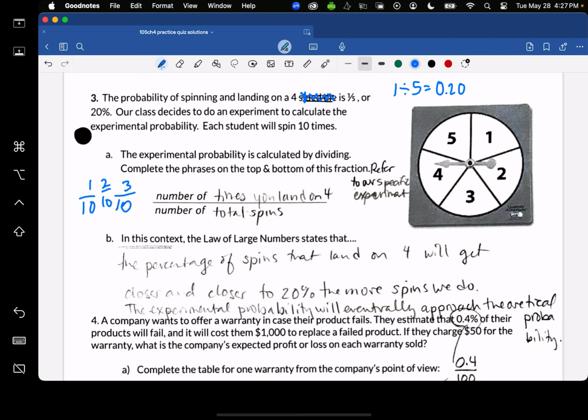We're not sure what's going to happen, but the percentage of spins that land on 4 will get closer and closer to 20% the more spins we do. We only did 10. If we did 20 or 100, that likelihood is going to get closer to the theoretical probability. The experimental probability will eventually approach the theoretical probability. It'll get a lot closer to it.